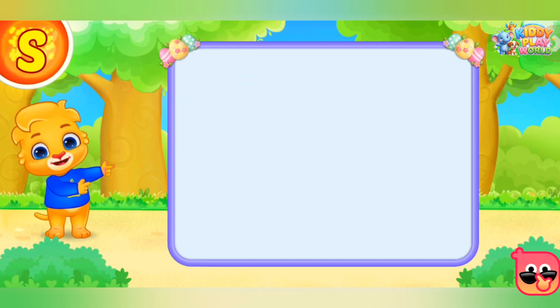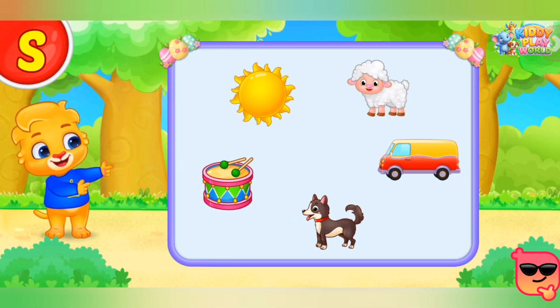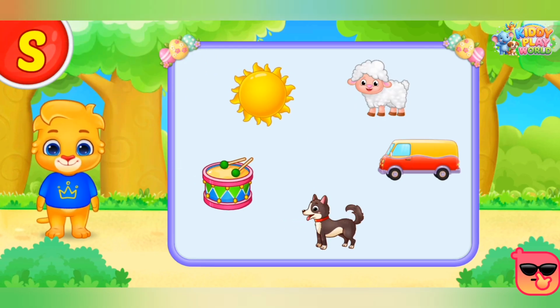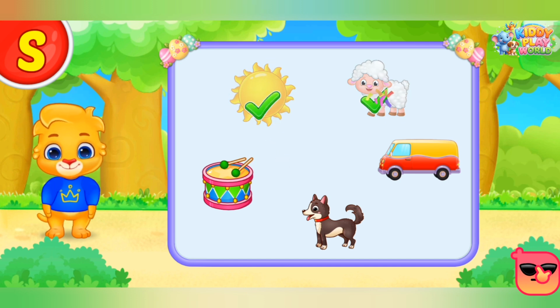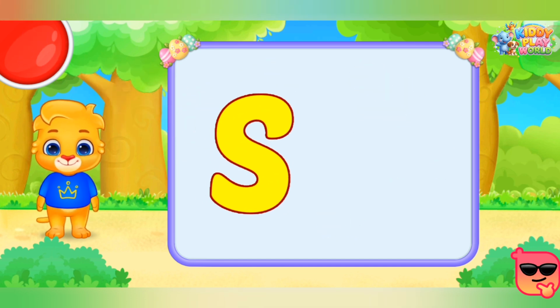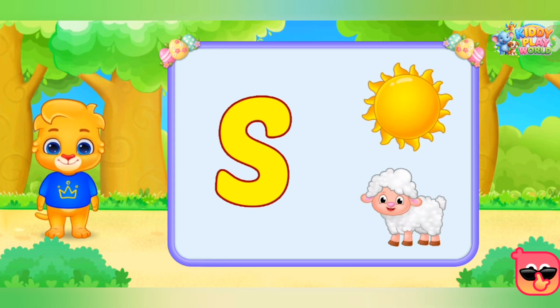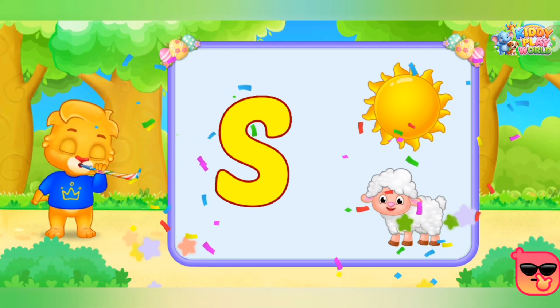Tap the picture that starts with letter S. Woo! S is for sun. S is for sheep. Well done.